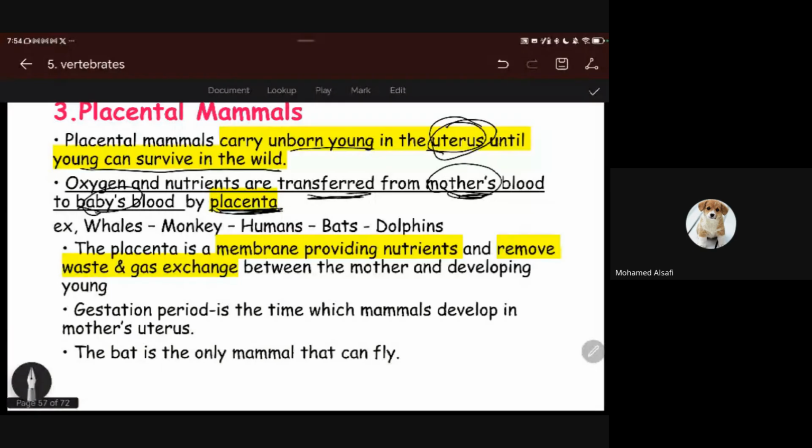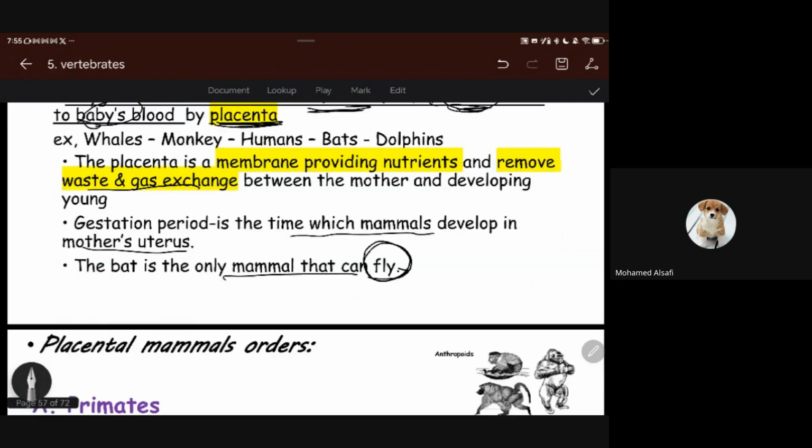The placenta is a membrane providing nutrients, removing waste, and enabling gas exchange between the mother and the developing young baby. The gestation period is the time in which mammals develop in the mother's uterus. And we said that kangaroos can have a short period of gestation before they are born. The bat is the only mammal that can fly.